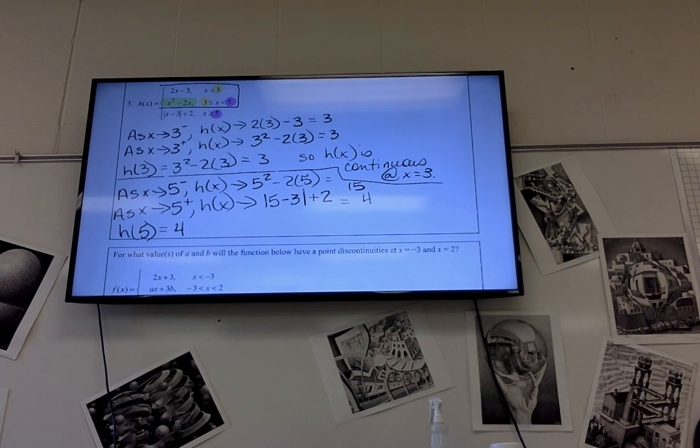But since those two don't meet up, what kind of discontinuity is it? Jump. Yeah, because they're not going to touch. So, let's see. Since both pieces approach different y values, then h of x has jump discontinuity at x equals 5.